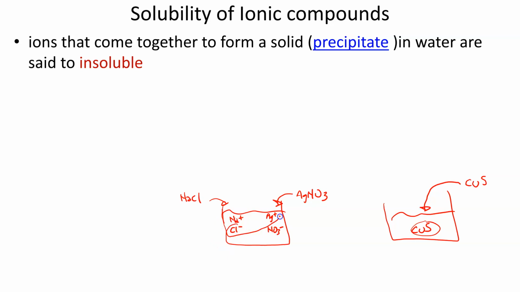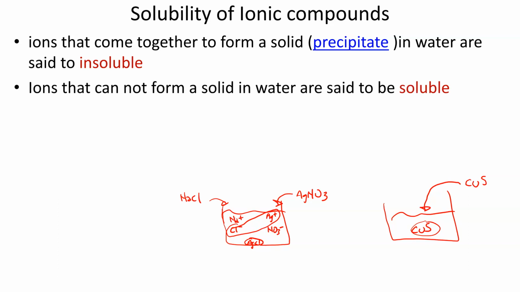But if you get silver and chloride near each other, they do form a solid. They form what's called silver chloride. And that's what we call an insoluble substance. So silver and chloride like each other more than they like the water. As a result, they form a solid. So that's what it really comes down to. What do they like more, each other or the water? In the case of silver chloride, they like each other more. So things that are insoluble like one another more than they like the water. Whereas things that like the water more are said to be soluble.